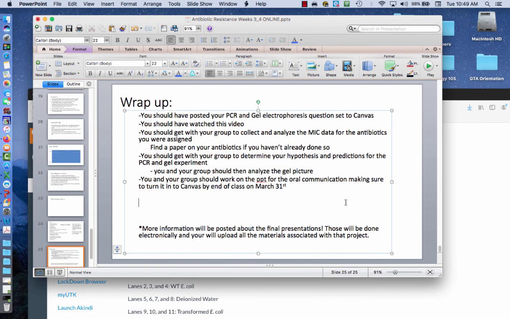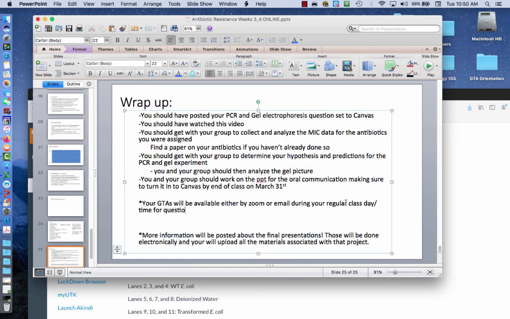Finally, let me include one more note here. Your GTAs will be available either by Zoom or email during your regular class time. This way you can connect with them to ask questions over the data analysis and their specific requirements for you.